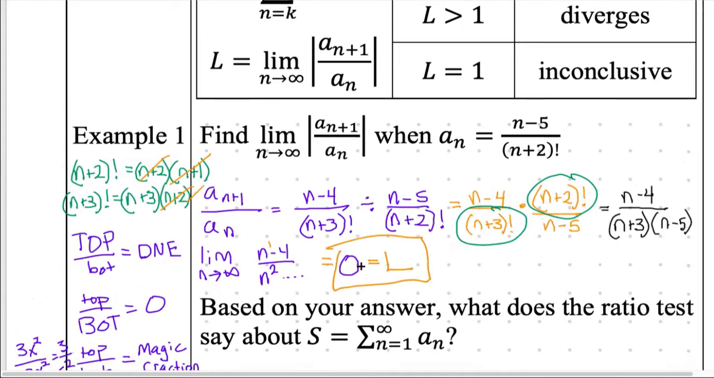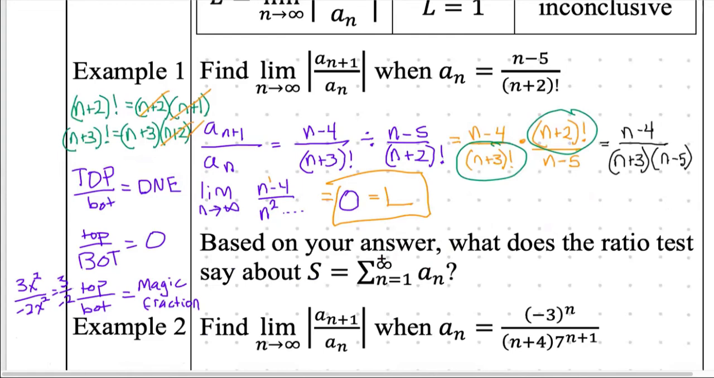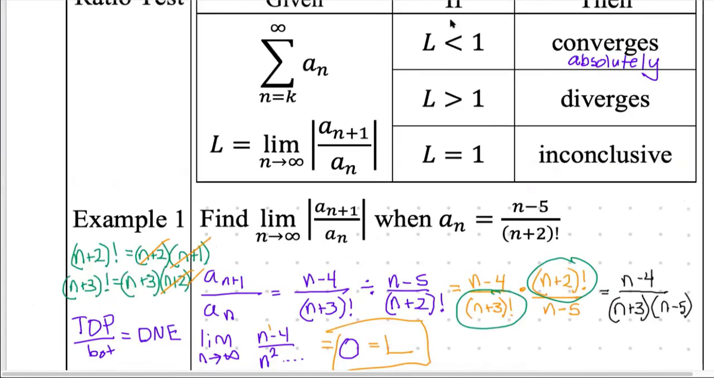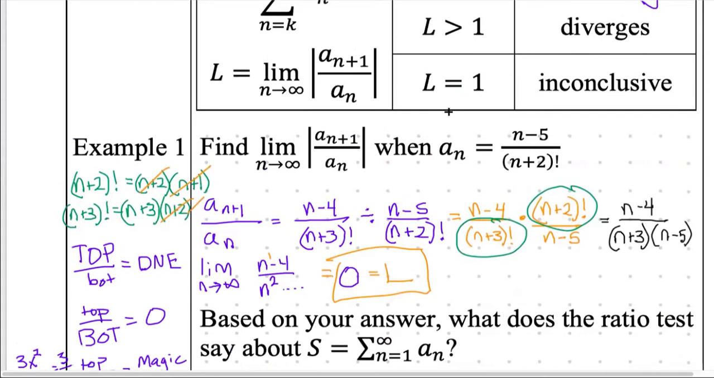L is 0. So based on our answer, what does it say about this infinite series up here? If I take this as an infinite series. And again, this is a quiet raised hand with a yes. Who has a yes that knows what the answer is? Just literally compare it to this table. Which of these 3 things is happening here? Yeah, Fiona?